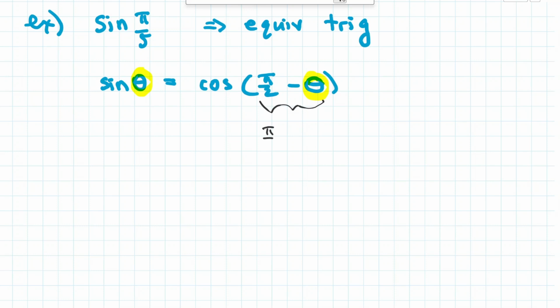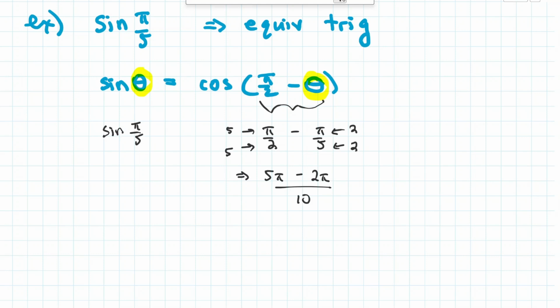So we've got pi over 2 minus pi over 5, because we see that our theta here is pi over 5, right? So what is pi over 2 minus pi over 5? Let's go ahead and find a common denominator, which is 10. So we'd have 5 pi minus 2 pi over 10, because first I'm multiplying the top and bottom here by 5. Then I'm multiplying the top and bottom for the second one by 2, which gives me my result here. And 5 pi minus 2 pi equals 3 pi, and this is all over 10.